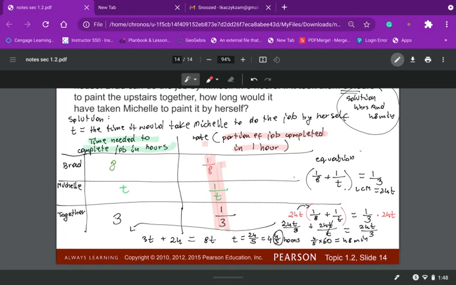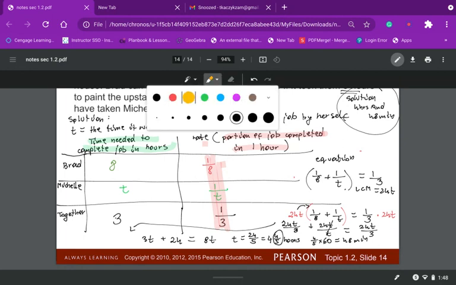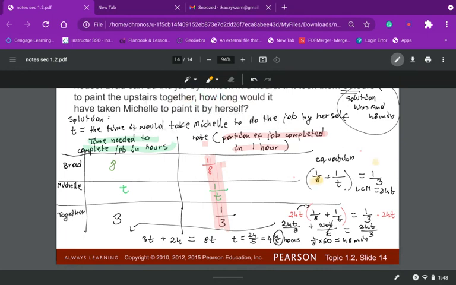Again, together they paint the house in 3 hours. So I solved the equation. This is a little different. I know it's a long video, but to find the lowest common multiple, since we have the expression t in the denominator, I multiply my denominators together. So 8 times 3 gives you 24, and times t, that's 24t. So I multiply both sides of the equation by 24t. That gave me a nice equation to solve.